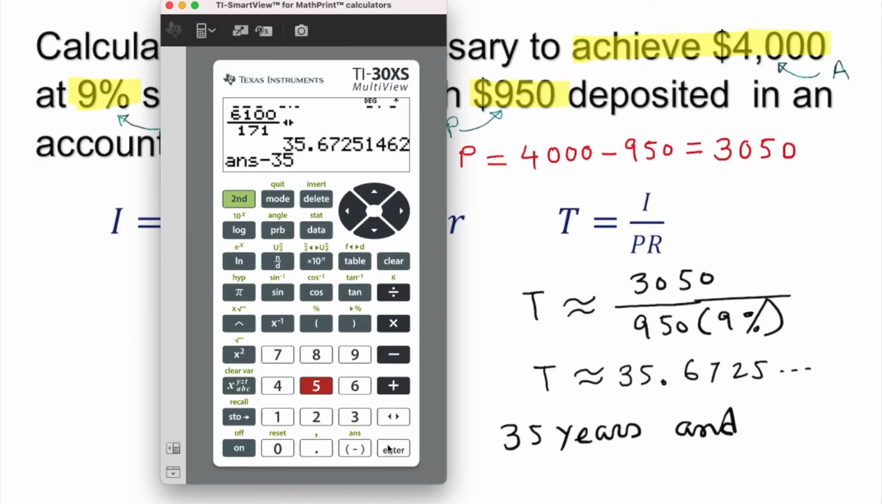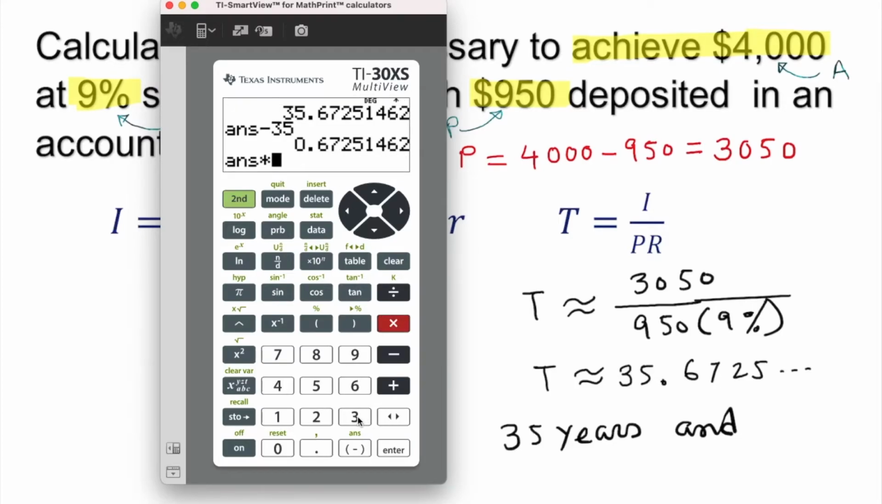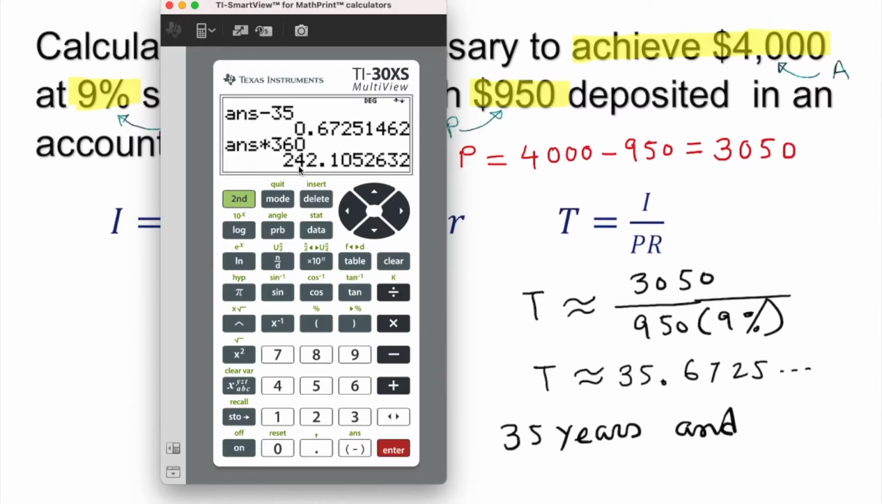So the years are gone. Subtract 35. Now what is left over? I'm going to multiply that by 360, or 365, it doesn't really matter. Especially in the banking sector, they use 360. Enter. So it seems like 242 days approximately. 242 days.